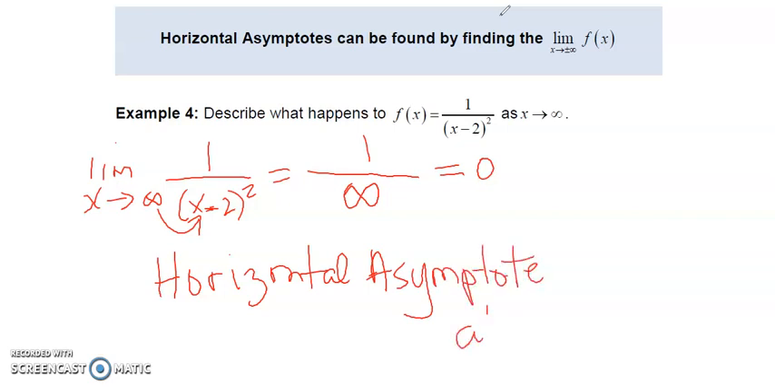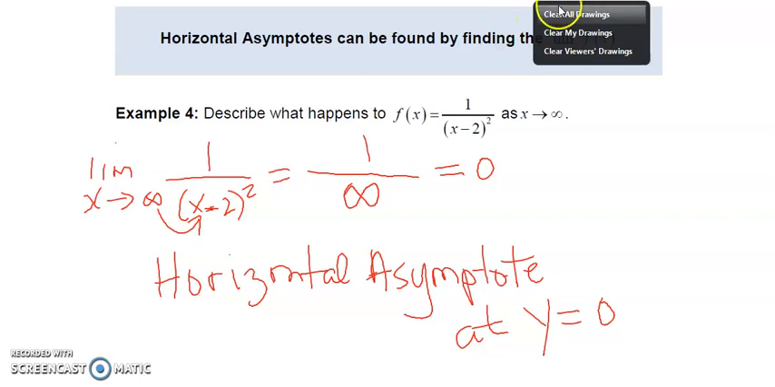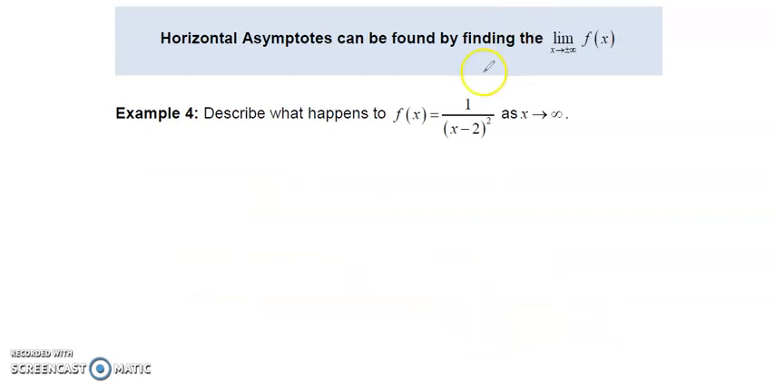Horizontal asymptote at, and now because it's horizontal, it's y equals, this time, y equals 0. So if you were drawing the graph of this function, noting that and actually putting it in would be an important part of that graph. And let me see, what else do we have here?